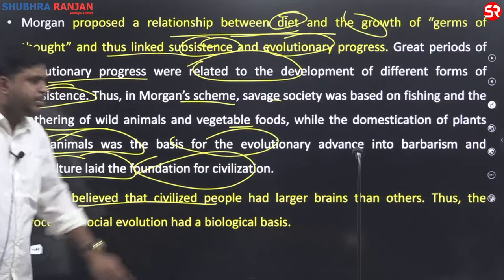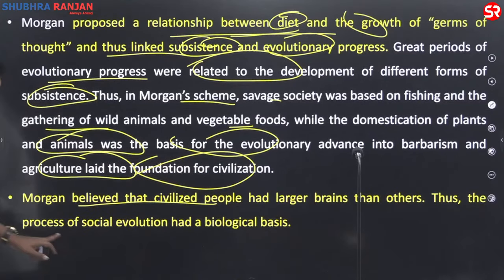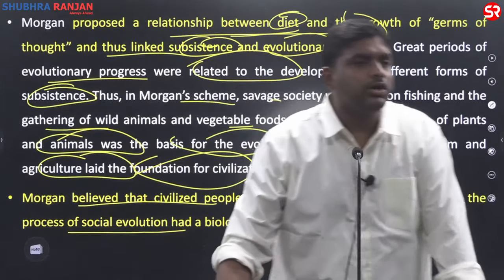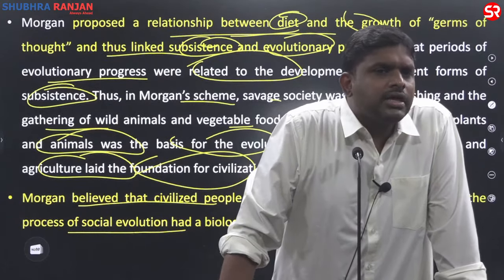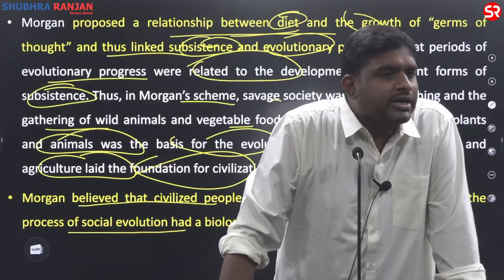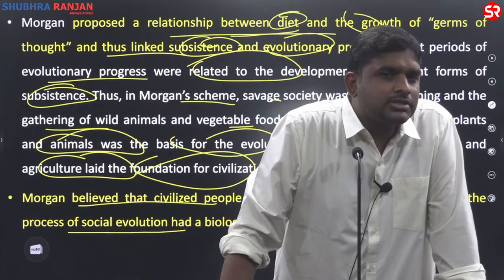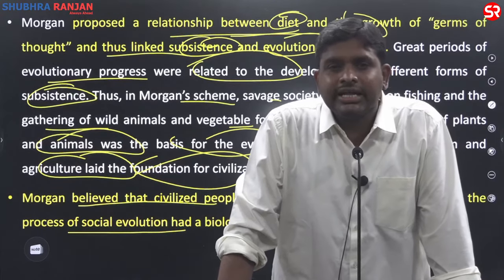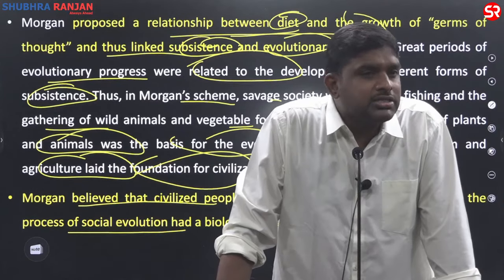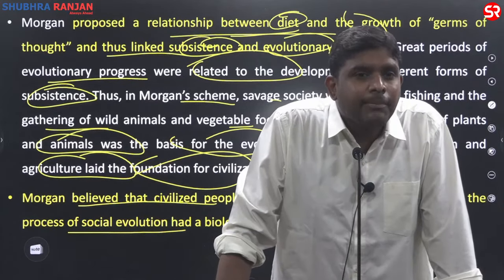Morgan believed that civilized people had larger brains than others. Thus, the process of social evolution had a biological basis. This is criticized, but he told that as the economic subsistence increased, man started having different forms of economic subsistence. So his brain started increasing. As the brain size increased, his thought process also increased. Hence, the evolution happened.